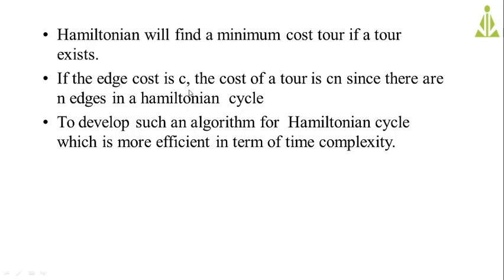If the edge cost is c, then the cost of the tour is cn, since there are n edges in a Hamilton cycle. We don't know how many edges are there. If there are 8 vertices, then the minimum we will have is 7 edges. But here we don't know how many edges there are, so based on that situation it will calculate the cost. Develop such an algorithm for the Hamilton cycle which is more efficient in terms of time complexity.